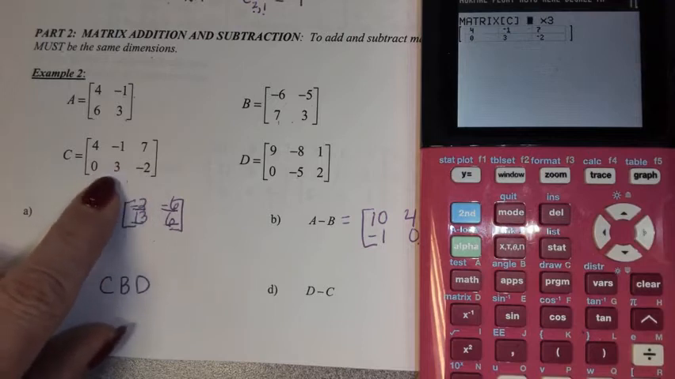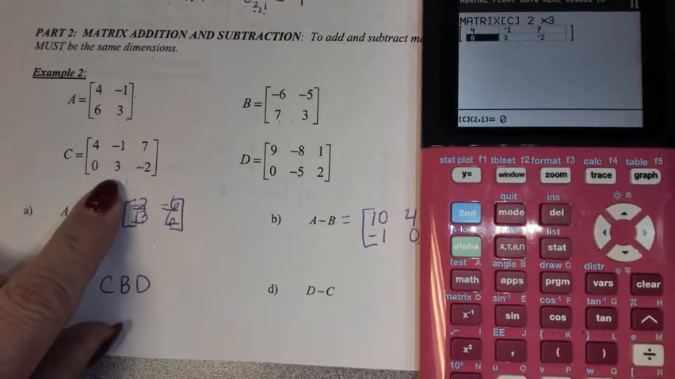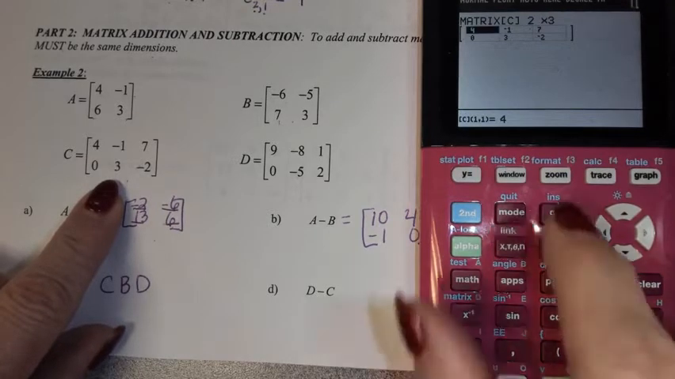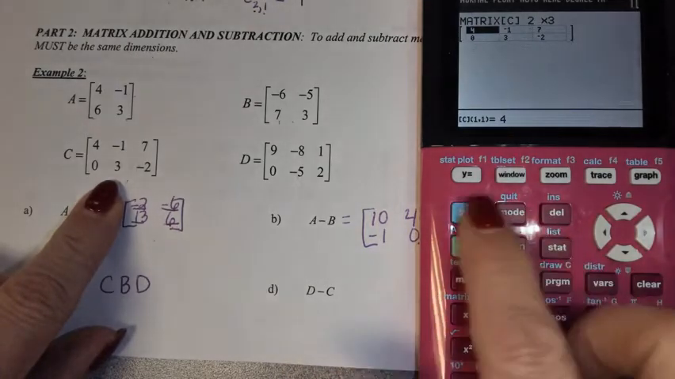We're going to look at the dimensions. It's a 2 by 3 matrix. We're going to put in those values. Already in there from another class, but just go through, put those in. And then once we have them in, remember, don't push clear or you're going to clear out your matrix. You want to quit. So second mode to quit.